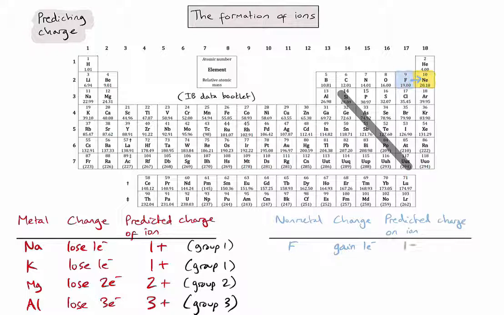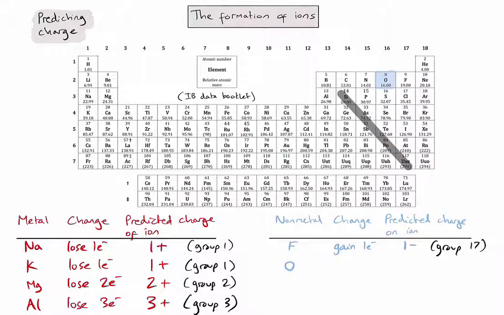And if the fluorine atom has gained 1 electron, it's going to end up with 1 negative charge on its ion. And actually, considering that all group 17 elements would need to take just 1 step to the right to reach the group 18 or noble gases, we can predict that they will all form ions with 1 negative charge. Let's consider a group 16 element, perhaps oxygen.